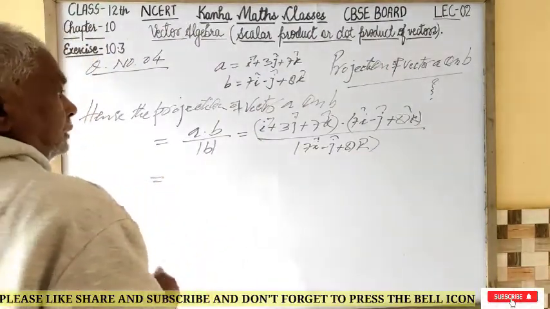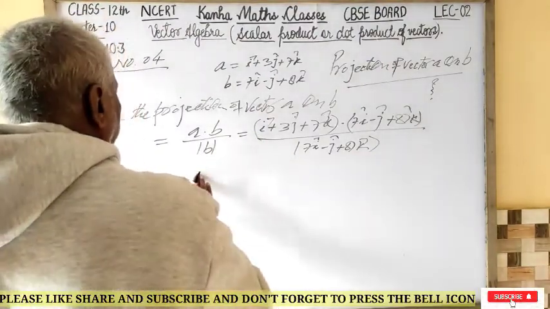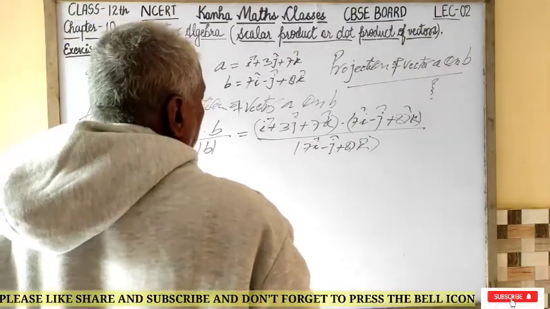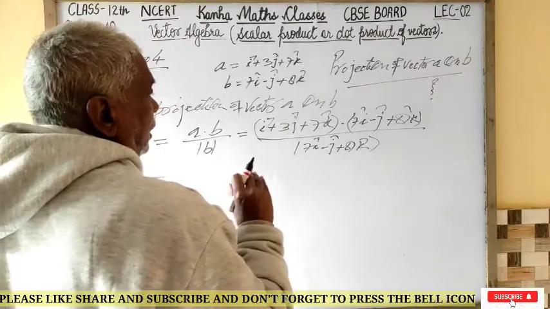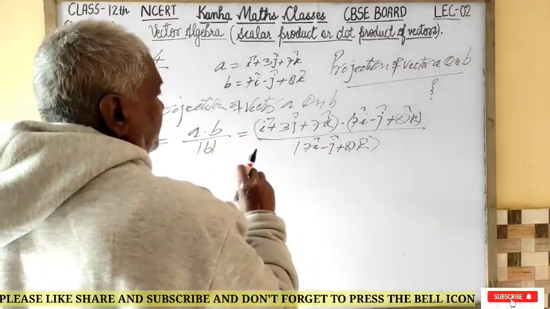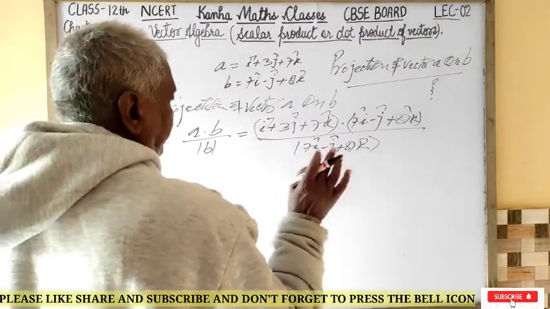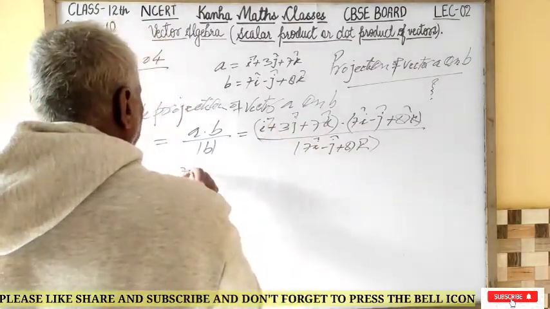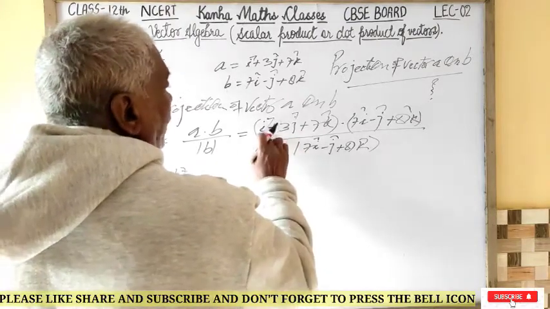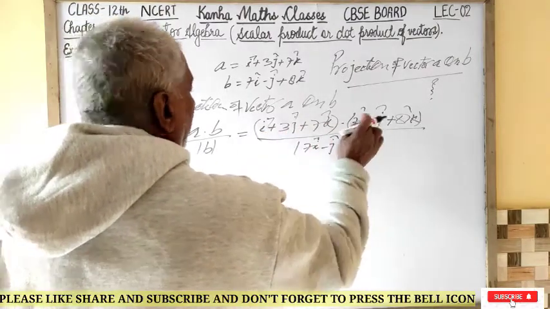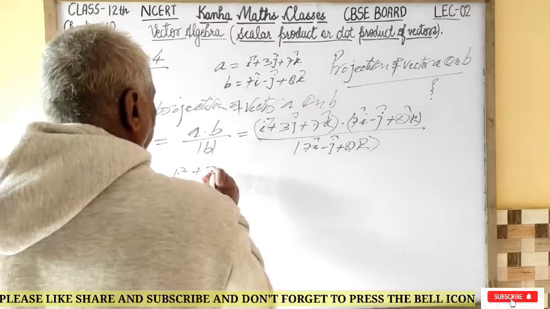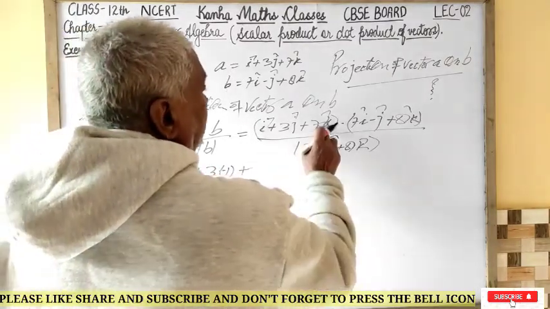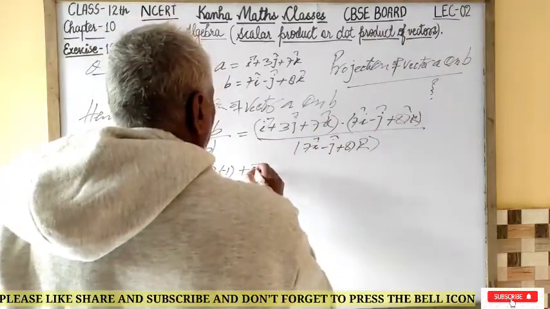For the dot product, I have already explained that for finding the dot product of two vectors, you calculate the product of the coefficients of i, j and k: 1 into 7 plus 3 into minus 1 plus 7 into 8.